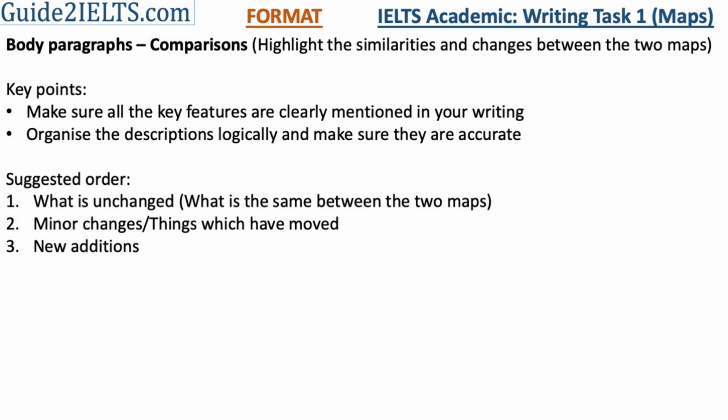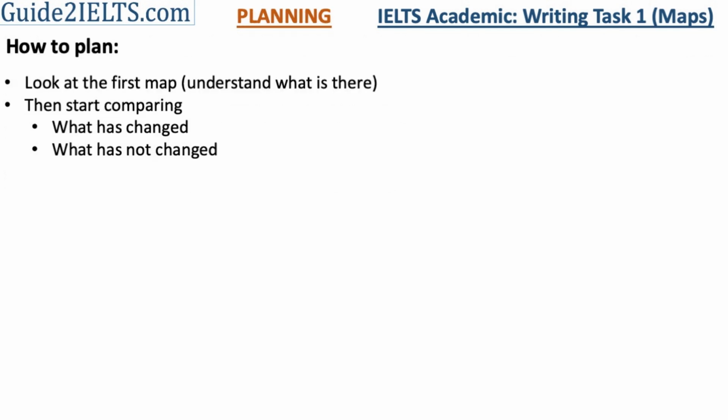To plan a map question, start by looking at the first map to get a basic idea of what is there. Then start comparing the two maps. I start by noting what has not changed and what has changed. But as I start listing out things, sometimes we have some things which have changed a little, or we have something where another thing of the same kind is added. So to organize my writing better, I then start deciding to write these things together.